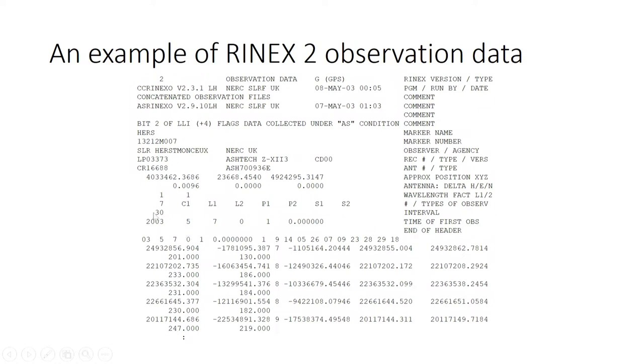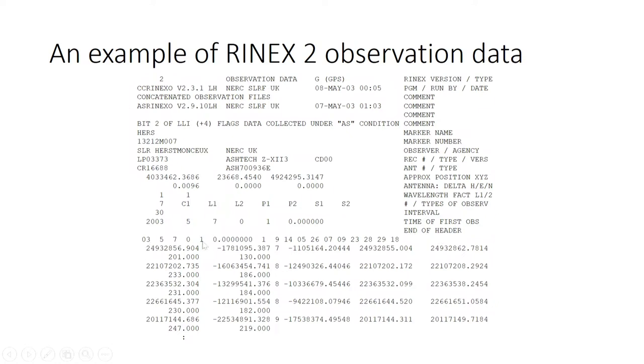And then what observations it has measured, the types of observation. You can see C1, L1, L2, P1, P2, S1, S2 it has measured in this RINEX file. And you can see here the type of the first observation, the time of the first observation, and the end of the header. So this is the end of the header.